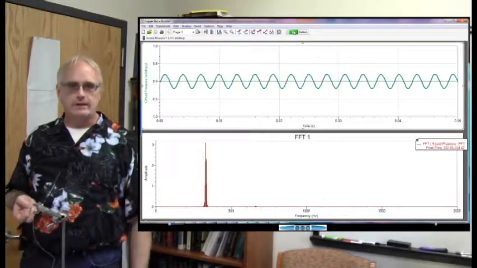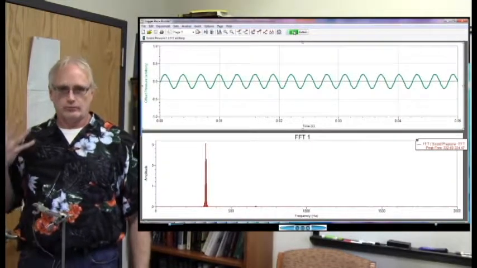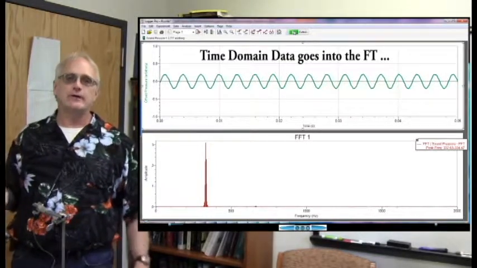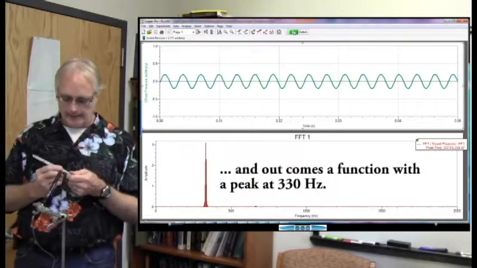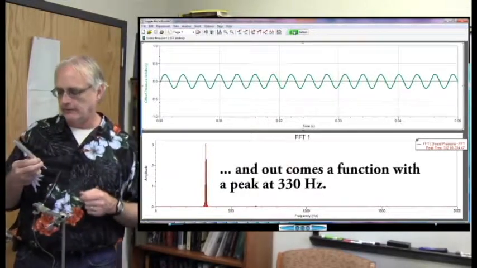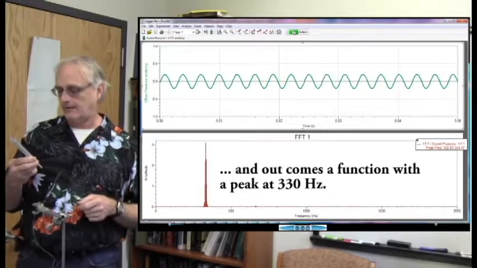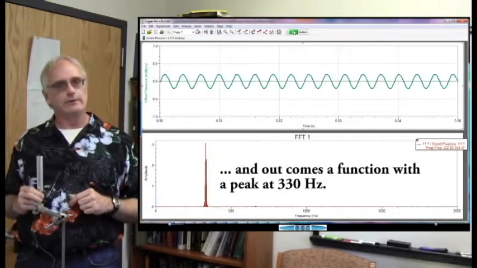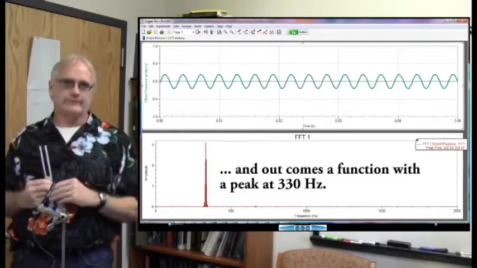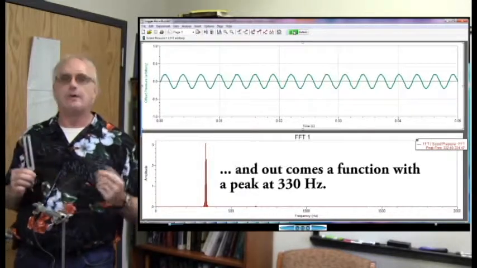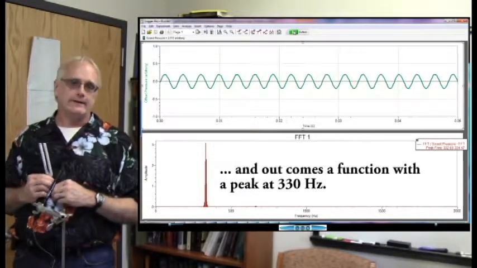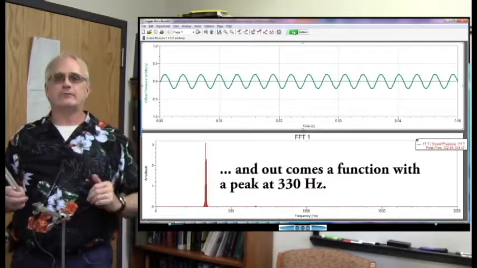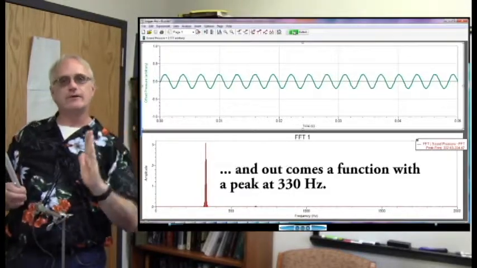Now what I want you to see is that the time domain oscillating function came back with a frequency, and the tuning fork I just used has a frequency of 330 hertz. It sounds an E note, and here's what the Fourier transform came back with. And so what it did is it listened to the oscillations and essentially came back with a function that marks that frequency.